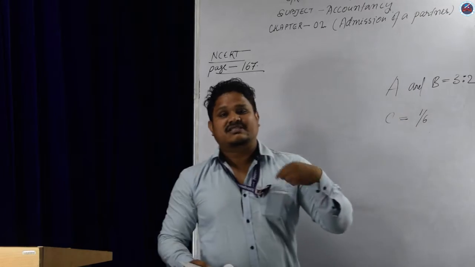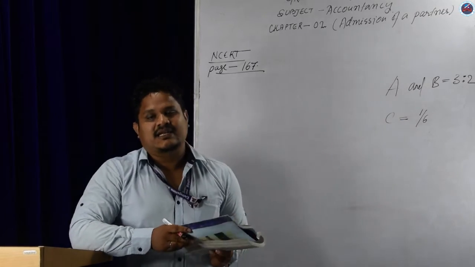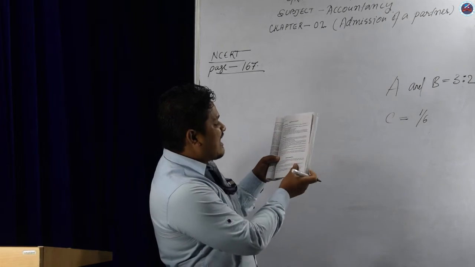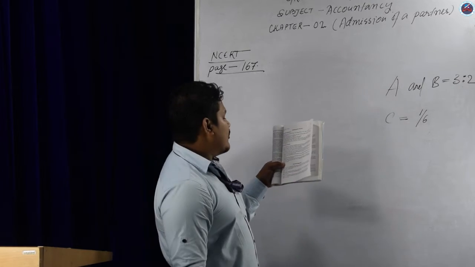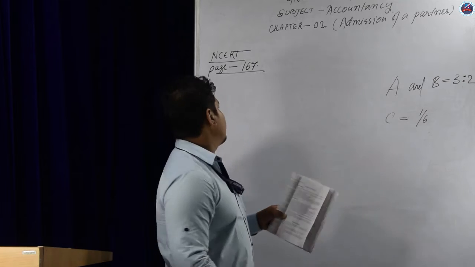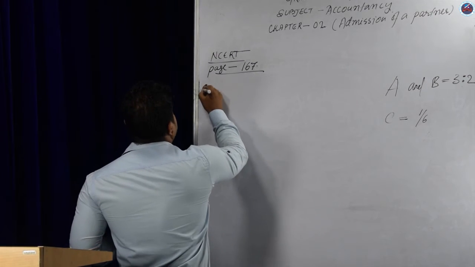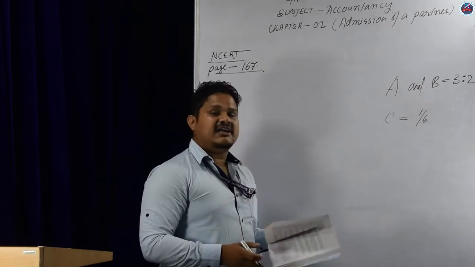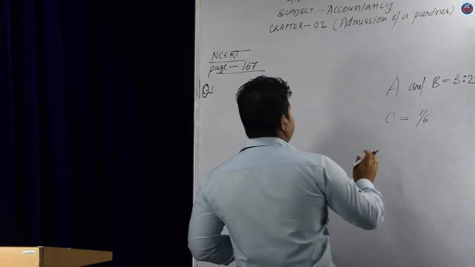After the admission of C, the profit sharing ratio will change. So here the question asks that we calculate the new profit sharing ratio. That is NCERT book question 1. We have to calculate the new profit sharing ratio. So how to calculate?